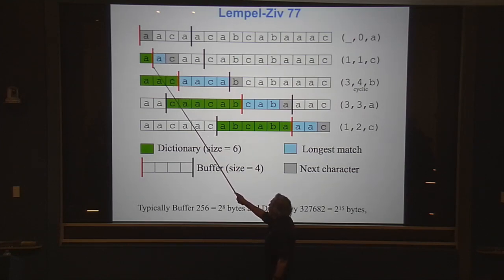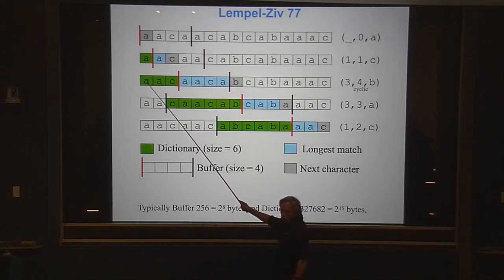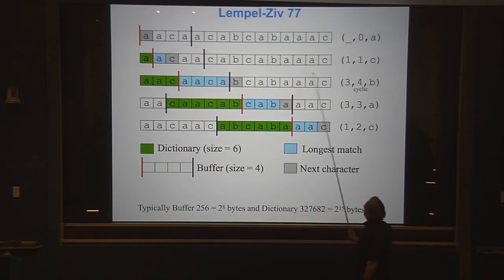And you move your cursor over. Now you look ahead, you see an A there, you say go back 1, copy 1, and you put a C, 1-1-C. Over here, okay, you look back at your dictionary, it's AAC. Here you have AACA, and here's where you start seeing the advantage of this. What you say is go back 3, copy 4, and that means cyclic. So it's AACA. Okay, and that's exactly what this is. So you put down 3, copy 4, and the next one is B.